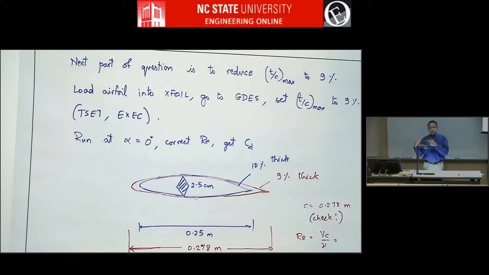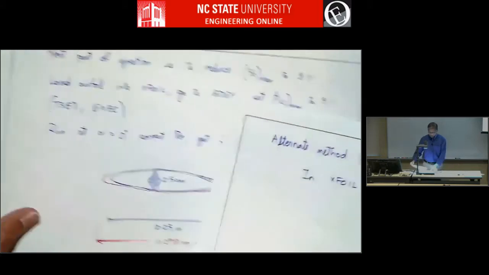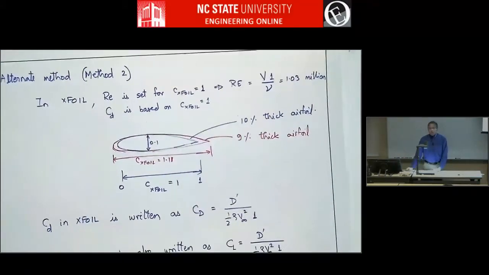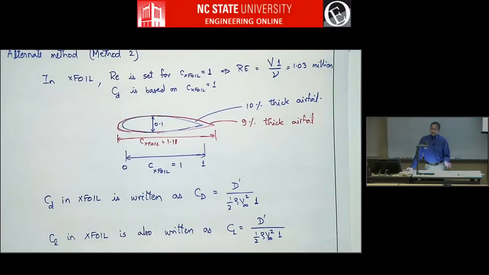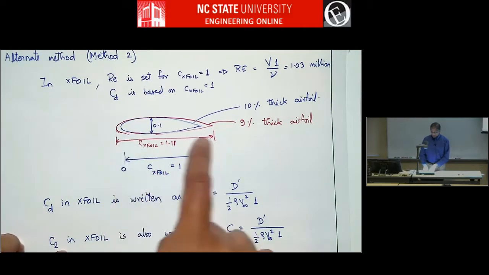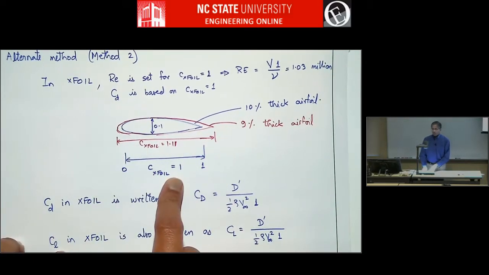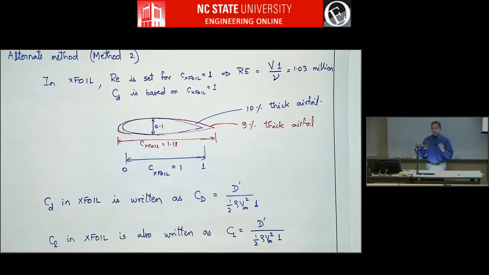And then you have to keep doing that for every CD, every T over C value. And it's not hard, you just have to go through it. Or you do this option where you change the chord inside Xfoil. Remember, this is not the physical chord, right? The physical chord is 0.25 meters, but we call that 1 in Xfoil. We call that the baseline. So, do this method.